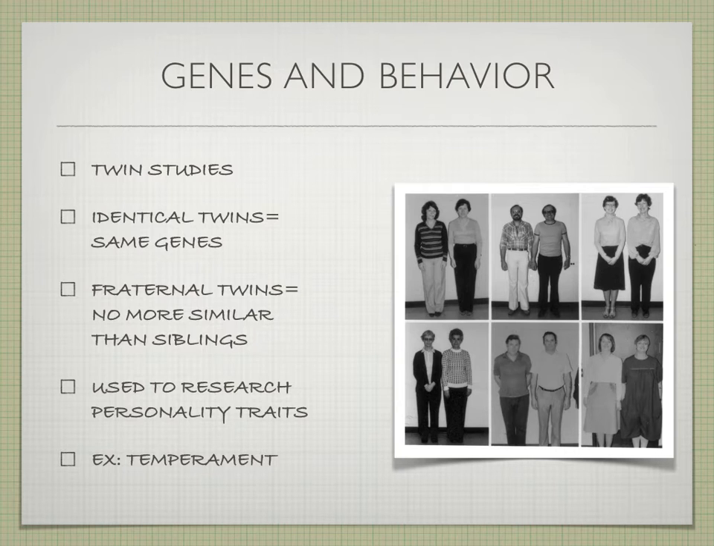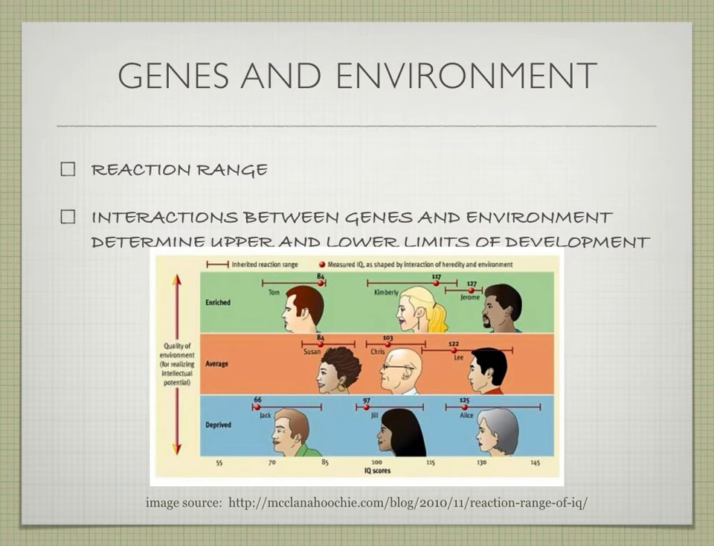When we're talking about these genes and the environment interacting with each other, one way that we talk about this is reaction range. Reaction range is the interaction between the genes and the environment, and it determines the upper and lower limits of development. So in this image here, we are looking at IQ scores and how environment and genetics are contributing to the expression of IQ, the expression of intelligence.